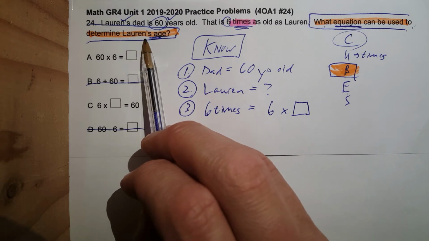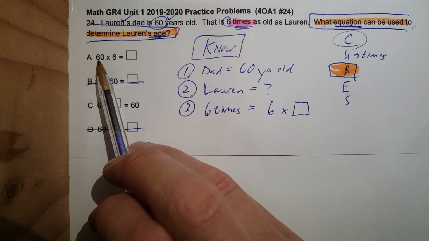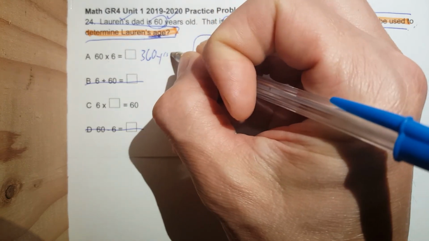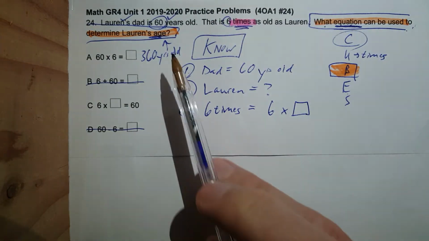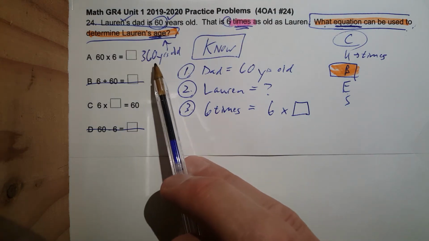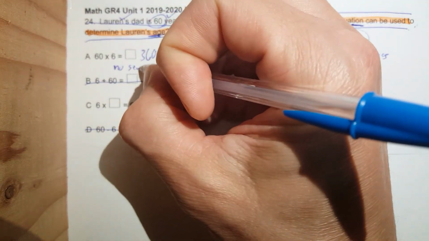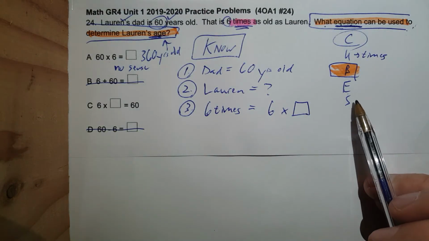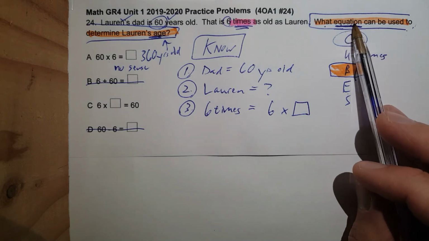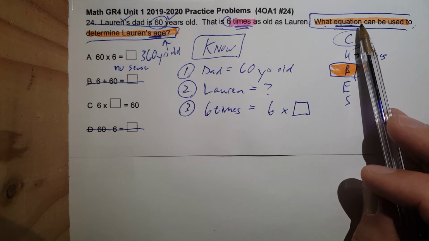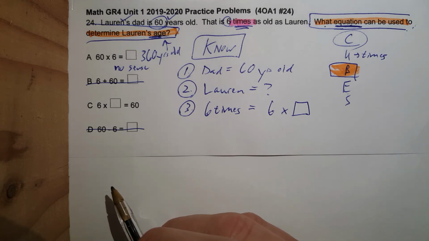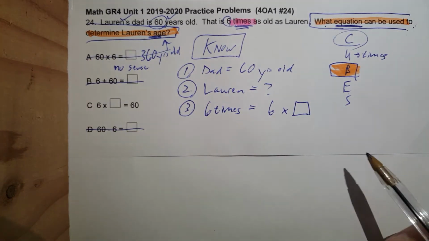So we need to find Lauren's age. Now, just by this, if we took 60 times 6, that's saying she's 360 years old. How would that make any sense? If the dad is 60 and then Lauren is 360, that makes no sense. So that's when I do like the last couple parts. Just think about it logically, okay? Regardless of setting up the equation in the correct order. Logically, there's no way she's 360 years old. There's just no way, okay? So by common sense, I would get rid of that.